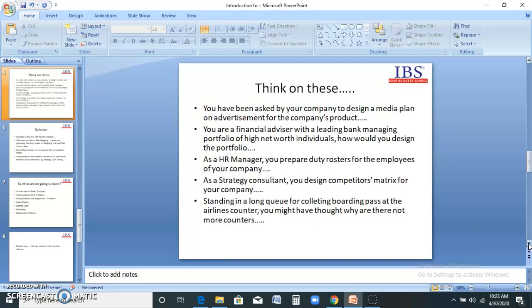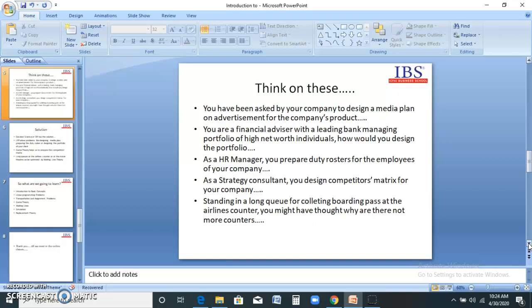Let us think on these problems. Let us all assume that after spending 2 years with IBS, you have been recruited by a company and the company has asked you to design a media plan on advertisement for the company's product. Or you have been recruited as a financial advisor with a leading bank and you have been asked to manage and design portfolio of high net worth individuals. The problem is, how would you design that portfolio?